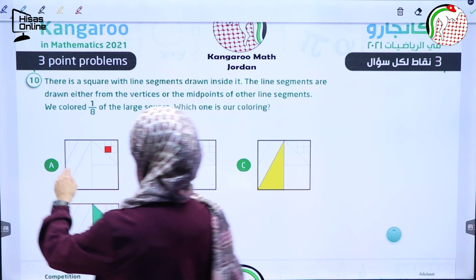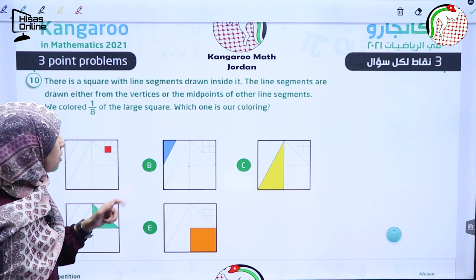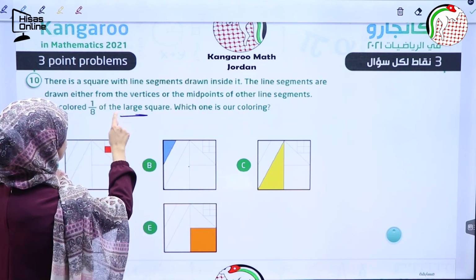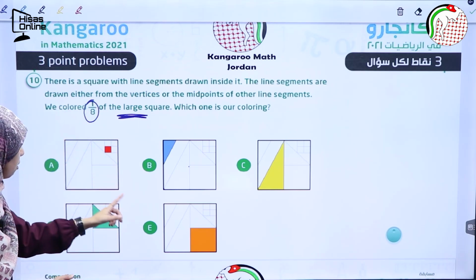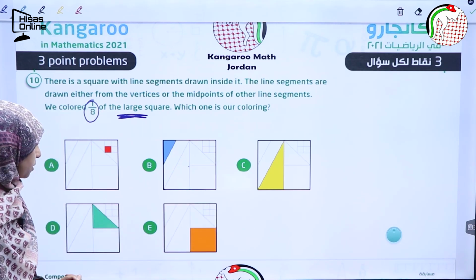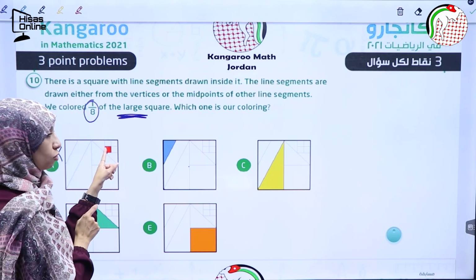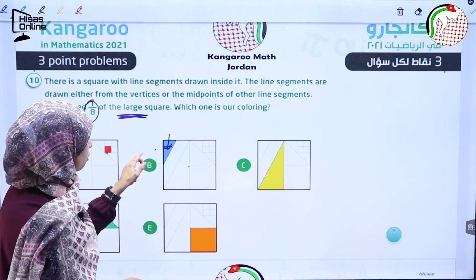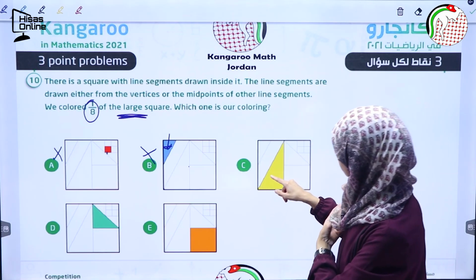Now, we colored 1/8 of the large square. Which one is our coloring? It's the fraction of the large square. Which one is the right choice? This one is impossible. So small to be an eighth. This one also cannot be. Also, this one is wrong. Now let's see this one here.